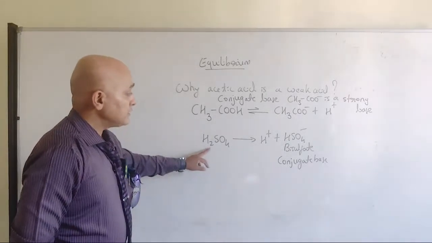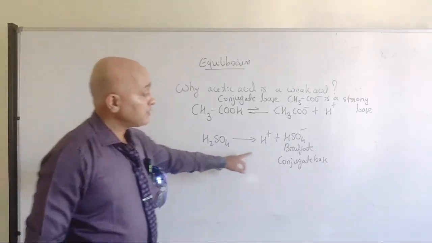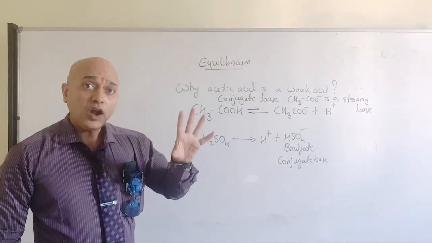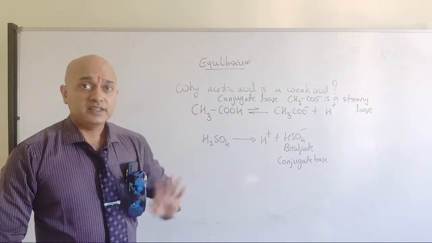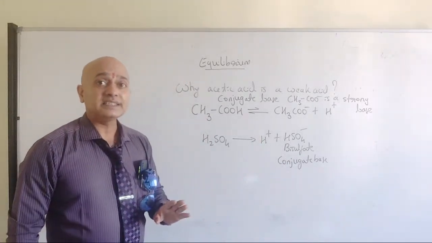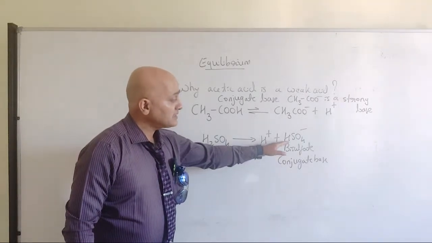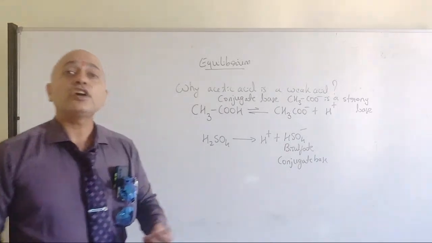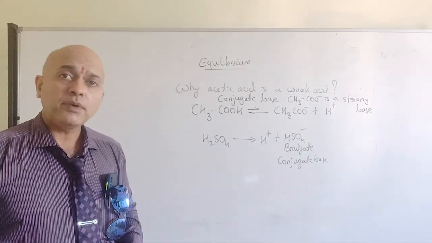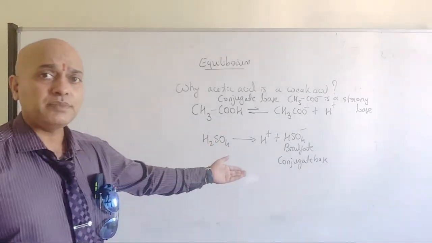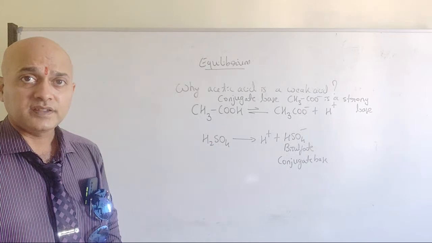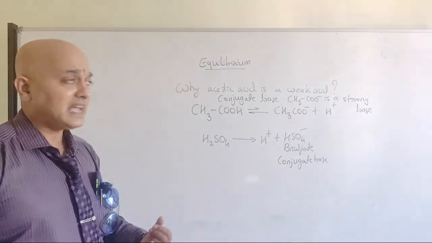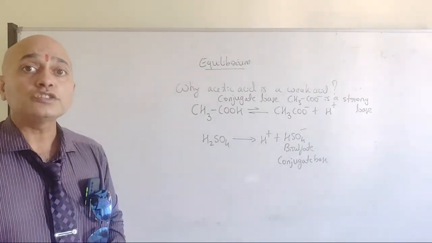Right. Now why is sulfuric acid a strong acid? Because its conjugate base, bisulfate, is a weak base. It will not take up the H plus easily. Instead of that, it will release the H plus easily. So therefore, the conjugate base is a weak base. Due to that, sulfuric acid is behaving as a strong acid. Got my point? Another example for a conjugate base and its acid. Fine? So, an acid can behave as a strong acid or weak acid based on its conjugate base.